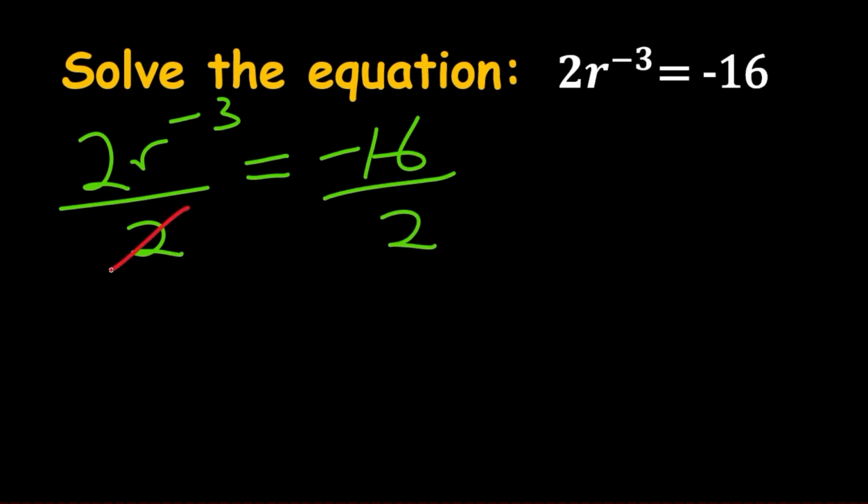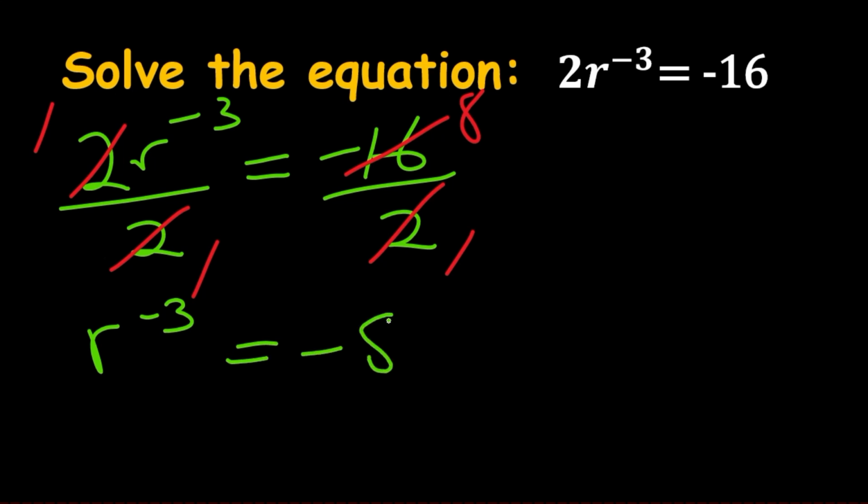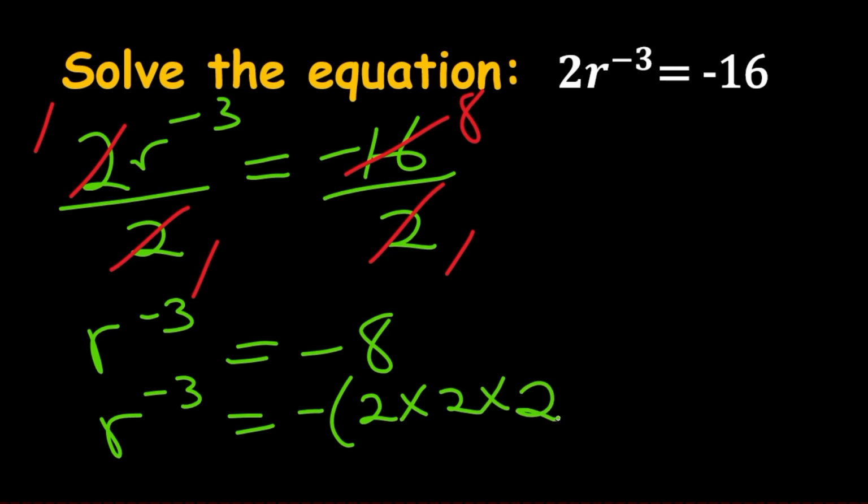Simplifying, 2 divided by 2 is 1, and 16 divided by 2 is 8. We have r raised to power minus 3 is equal to minus 8. Expanding, r raised to power minus 3 is equal to minus bracket 2 times 2 times 2, which is also equal to minus 2 raised to power 3.